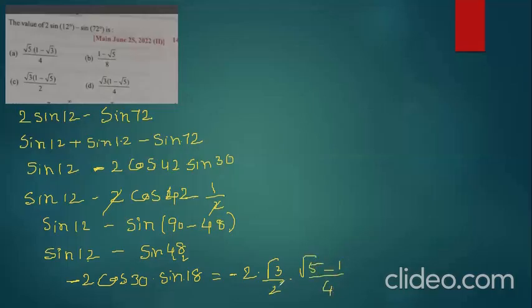What am I getting? 2 cancels. So finally we are getting root 3 by 4 into root 5 minus 1. There was a minus before the bracket, so I can change the signs. So root 3 by 4 into 1 minus root 5. Where is the option? Root 3 by 4 into 1 minus root 5. This is the option. Very good. Let us move to the next question.